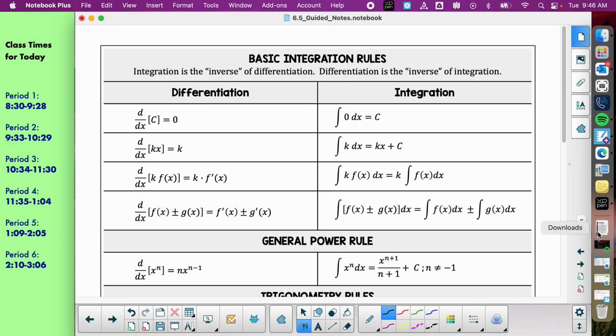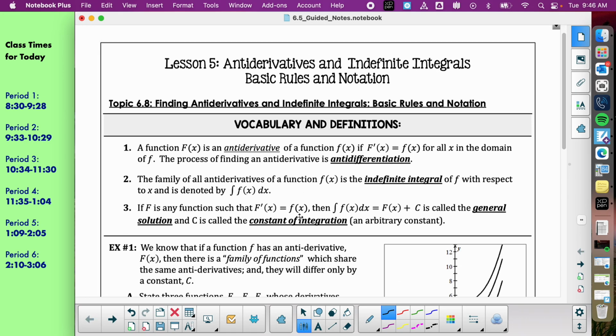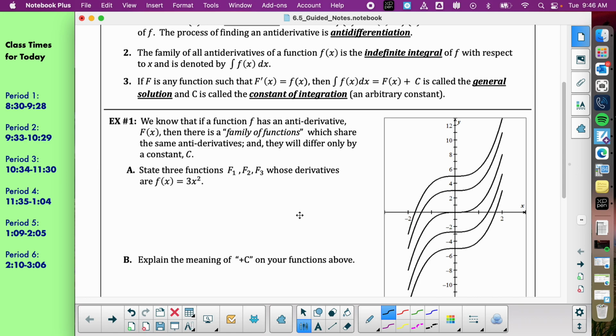Right there. Okay, well, you're on a different page. Here. So that's what this picture is trying to show you. 3x squared is the derivative to all 5 of these equations. And I don't know, to me, I just don't like to present it the same way.